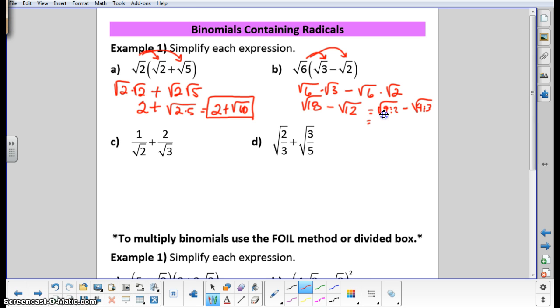So the square root of 9 is 3 with the 2 left under the radical. Square root of 4 is 2 with the 3 left under the radical. And you know from our previous lesson that you cannot combine root 2 and root 3. So this is as simple as it gets.